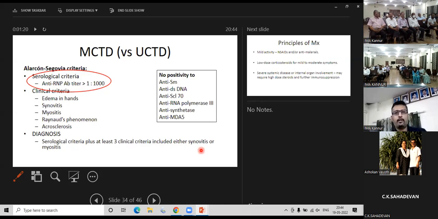Also, the presence of positivity to anti-Smith, anti-dsDNA, Scl-70, RNA polymerase 3, anti-synthetase, and anti-MDA5. In the latest criteria from Japan, they have said that patients with positivity to these cannot be considered as MCTD. We need to work up further.